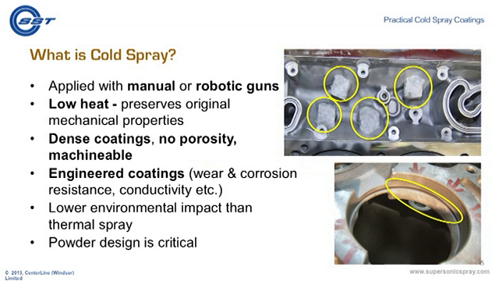Here at CenterLine, we design, manufacture, and sell a wide variety of practical cold spray equipment. You can apply cold spray with either a manual or robotic gun. Using low heat, it preserves the original mechanical properties of your component. These coatings are quite dense, there's low porosity, and they're quite machinable. The coatings can be engineered for a wide variety of purposes: wear and corrosion resistance, for conductivity applications, etc. Cold spray has a much lower environmental impact than thermal spray, and powder design is critical. Here at CenterLine, we also design and manufacture powders to go with your cold spray equipment.